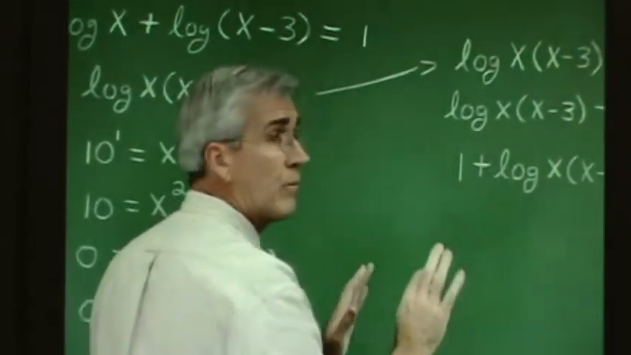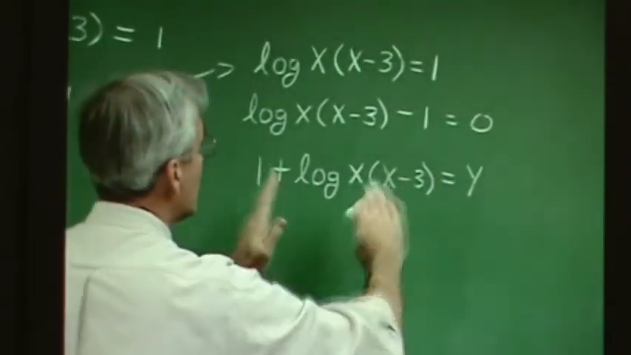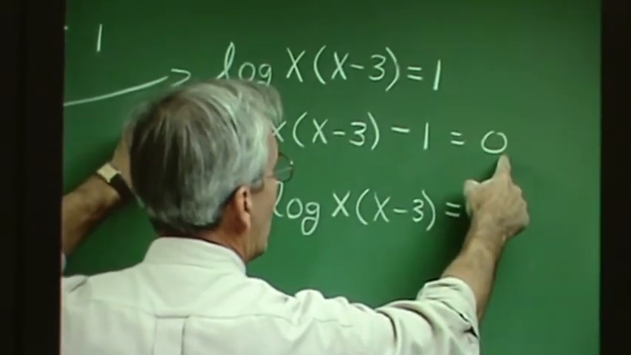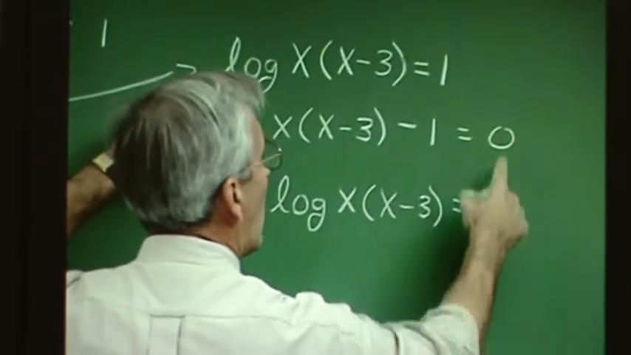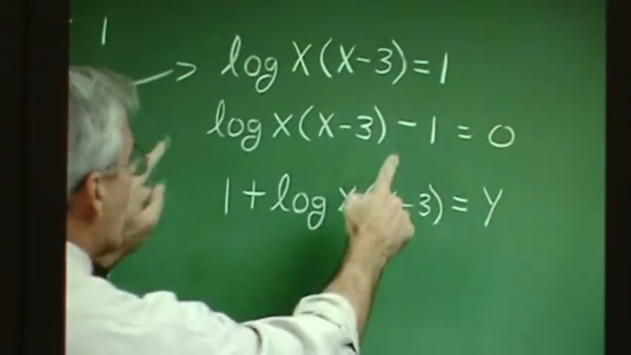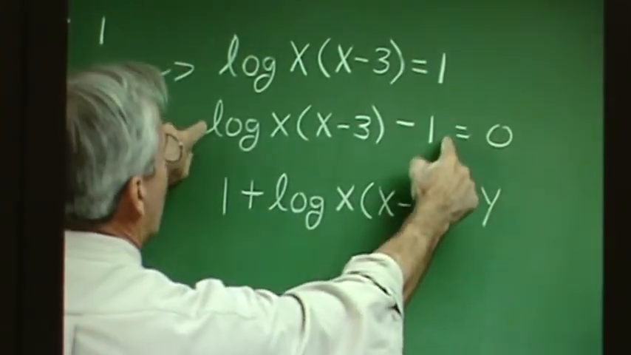And now we would want to put all the terms on one side, you see, by subtracting 1 on both sides and setting it equal to 0. And then we just rewrite it with a y in place of the 0 and put it onto the calculator. Now, I'm also showing another form of this expression.